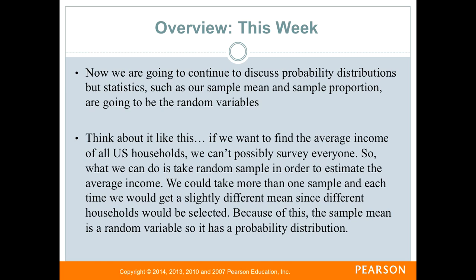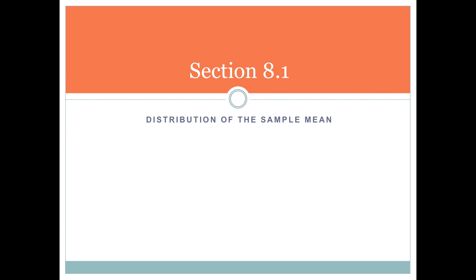And we could take more than one sample. Every time we take a sample, we're going to get a slightly different mean, since different households would be selected in each of the samples. Because of this, the sample mean is a random variable, so it has to have a probability distribution. Those are the probability distributions that we're going to be looking at this week. So let's start with section 8.1, which talks about the distribution of the sample mean.